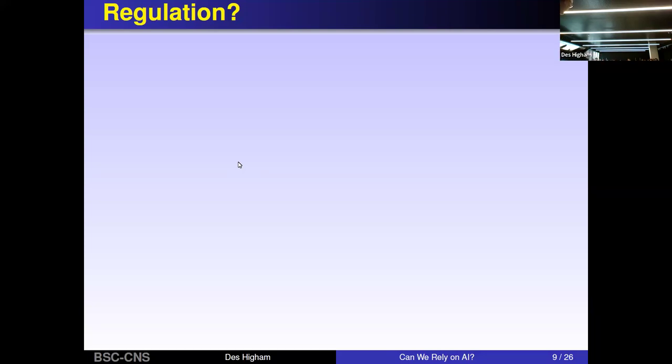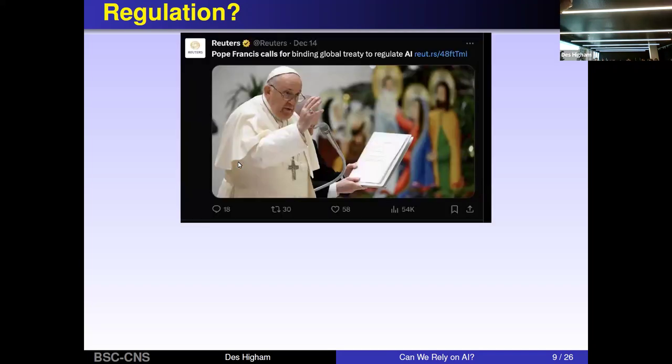But there's also the issue of this: if this stuff doesn't work as well as it should do, then we should also be careful about how we use it and where we embed it into our systems. So many people around the world, many governments, institutions are interested in regulation, and this goes all the way to the top. So in particular, the Pope has called for regulation of AI. So you know, everybody's interested.